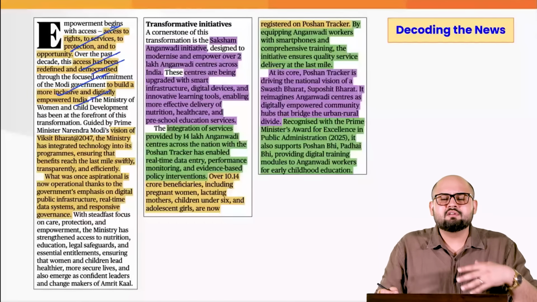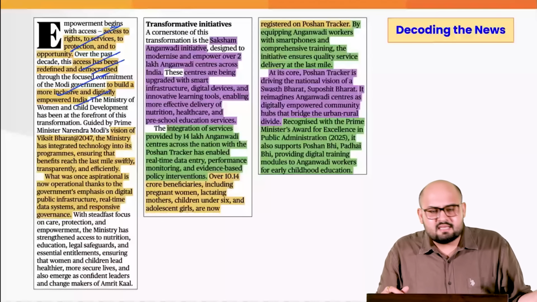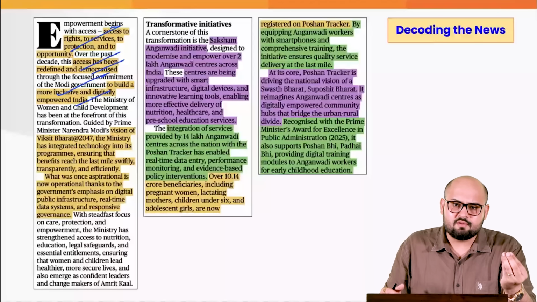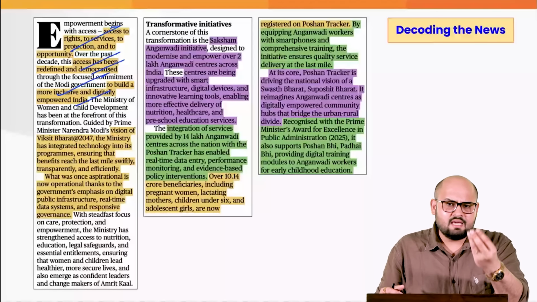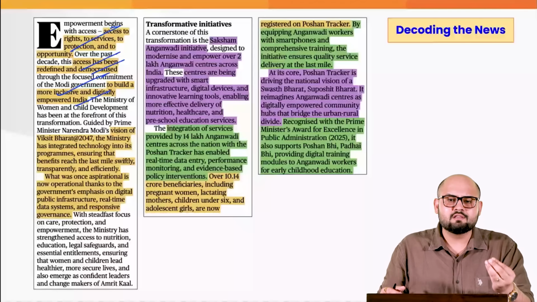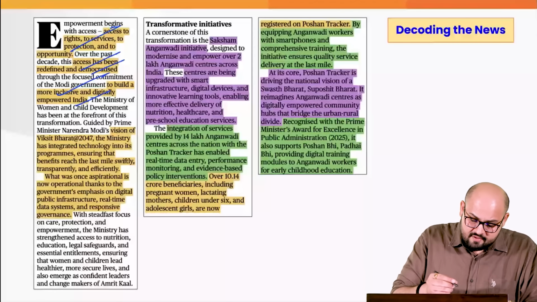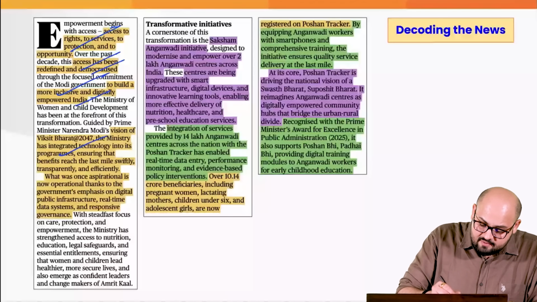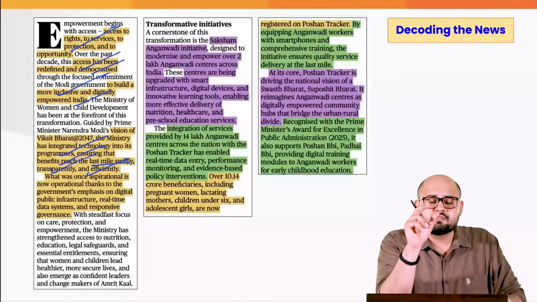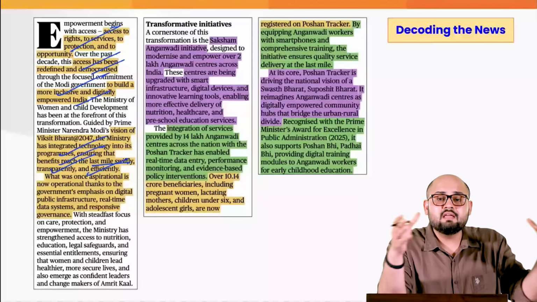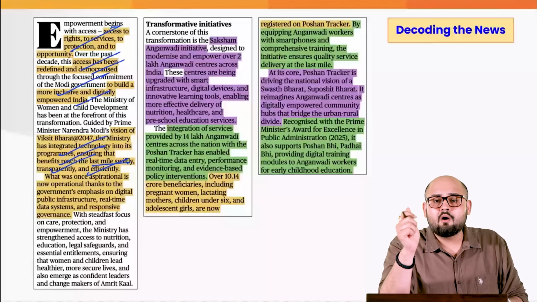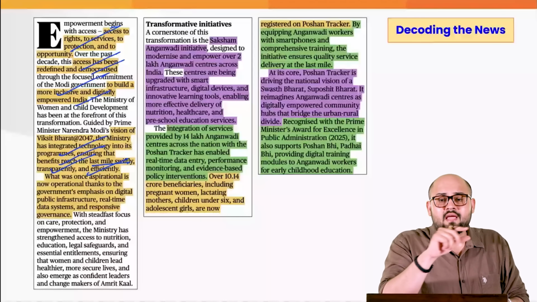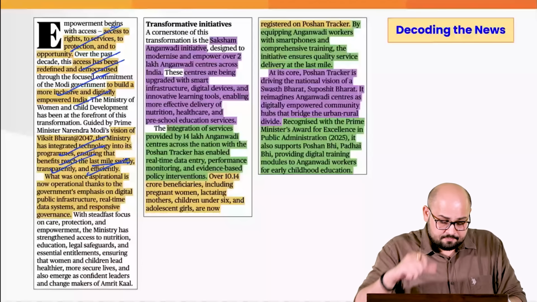The very objective of Digital India Mission was basically to integrate technology in the public service delivery, right? That is also manifested in the health aspect when we talk about the health of women and children. Vision of Accessible Bharat, the ministry has integrated technology into its programs, ensuring the benefits reach the last mile swiftly, transparently and efficiently. See, it's not just about increasing the reach of these schemes. It is also about increasing the transparency to make the whole system more accountable, right?